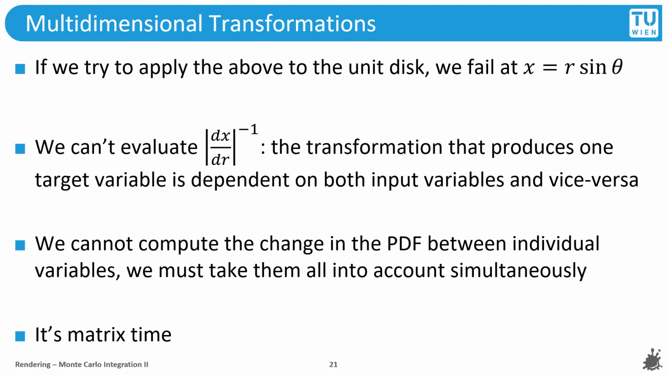Okay, so we know how to establish the relationship between different PDFs after transformation, so we can go ahead and try to apply this to the unit disk. But we soon find that our tools don't work here yet because the transformation is not a function of just one variable, it's a function of two variables. So in order to quantify the change in the PDF in this multidimensional setup, we must find a solution that takes all involved variables into account simultaneously. And we can do this by moving from individual values to handling matrices of random variables.